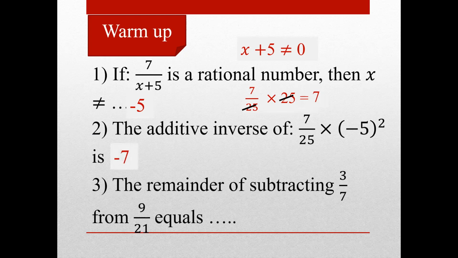The remainder of subtracting 3 over 7 from 9 over 21 equals what? So 9 over 21 minus 3 over 7 will be equal to what? Unify the denominators. So 9 over 21 minus, in the second fraction, multiplying by 3 up and down. 3 times 3 equals 9. 7 times 3 equals 21. So 9 over 21 minus 9 over 21 equals 0.